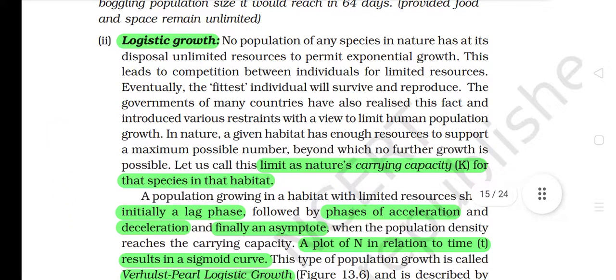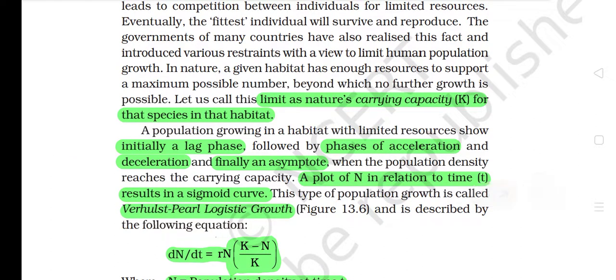2. Logistic growth. No population of any species in nature has at its disposal unlimited resources to permit exponential growth. This leads to competition between individuals for limited resources. Eventually, the fittest individual will survive and reproduce. The governments of many countries have also realized this fact and introduced various restraints with a view to limit human population growth. In nature, a given habitat has enough resources to support a maximum possible number, beyond which no further growth is possible. Let us call this limit nature's carrying capacity, K, for that species in that habitat.